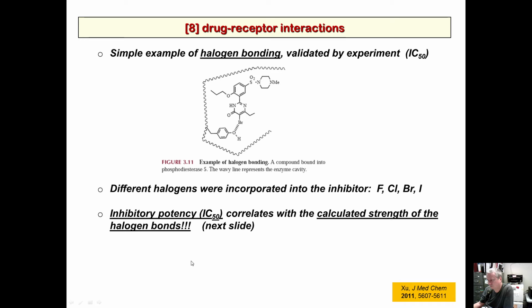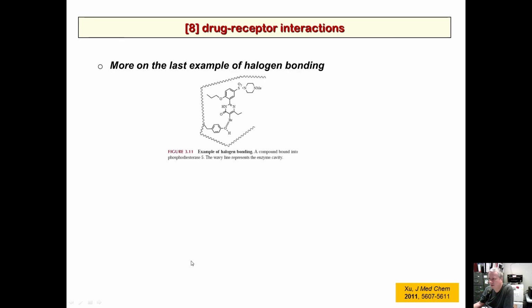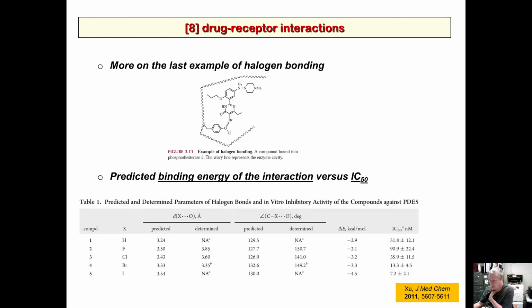Okay, and so here's that same example with the bromide and the tyrosine hydroxy group. They created this table that shows this. On the left, you can see the different X groups, which are where the bromine is. And then they predict the bond angle. I think the determined bond angle was through crystallography. And generally speaking, the predictions and the determined are pretty similar.